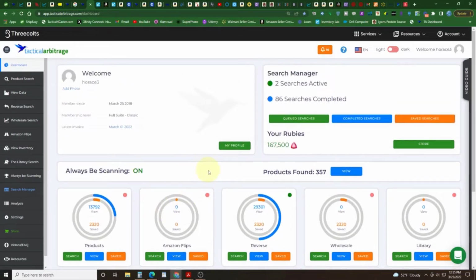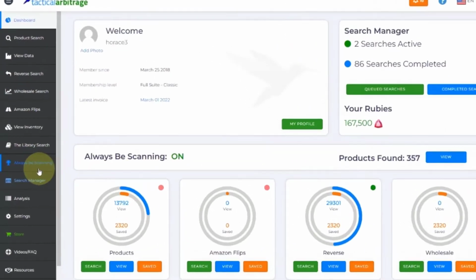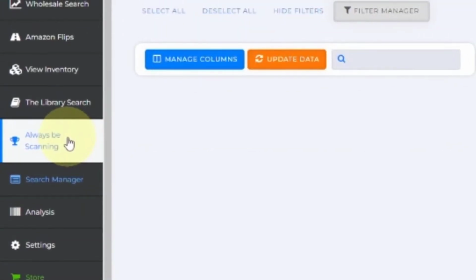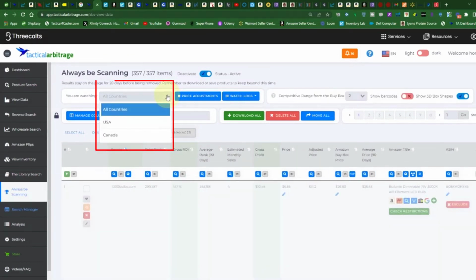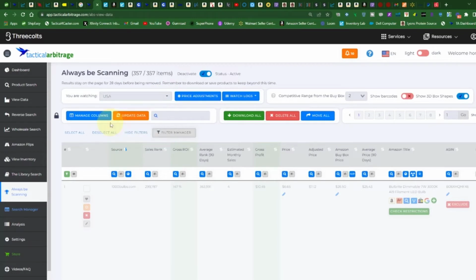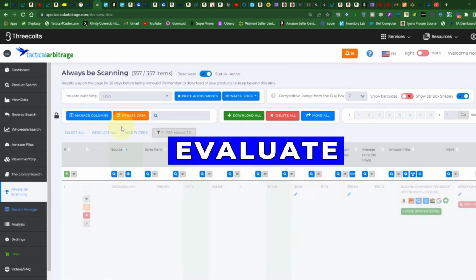When you get into the software, you don't even have to set up a search. If you really want to be lazy, now most of the time you will set up searches because you're going to have your own stores that you like and stuff like that. But there's a feature called Always Be Scanning. You click on that and the software is always scanning products for you, across different stores, different categories. Now in my case, I need to go US. And then I'll start to evaluate the data.